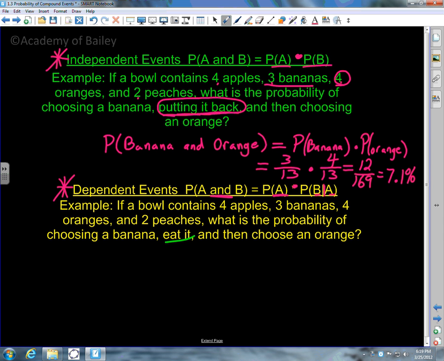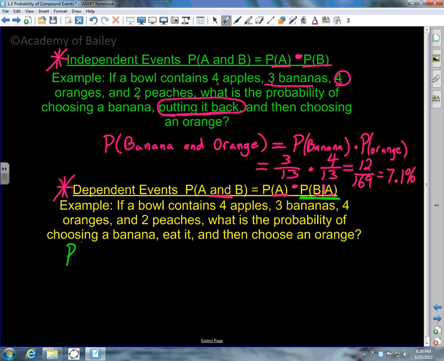Well, look at this situation. In this situation, you're going to eat a piece of the fruit. So that's going to change the probability of choosing an orange second. That's what this probability means. The probability of B given A means the probability that an orange is chosen given that A has already happened. Let me see if I can clarify that when we work out the example.